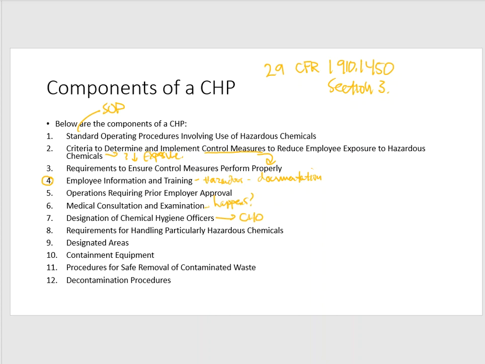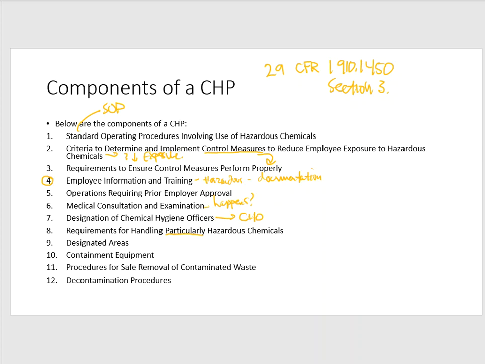Number 8, requirements for handling particularly hazardous chemicals. If there's really nasty stuff that we have in the laboratory, we have to identify them. And not only that, but we have to identify how we really do handle those. So what steps are we taking for employers to make sure that they're not getting drastically poisoned by this really super hazardous chemical?